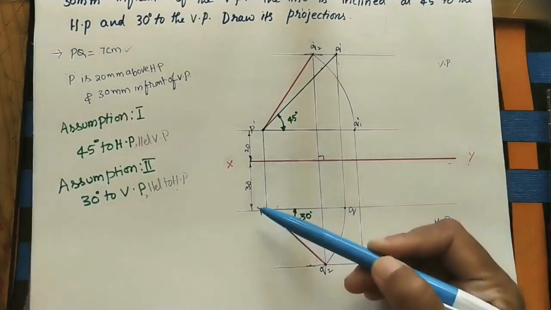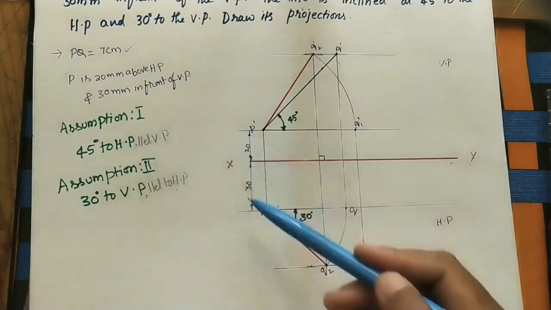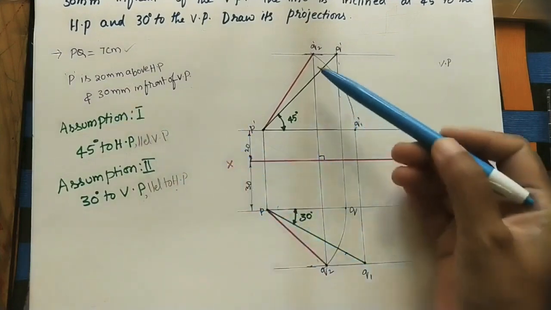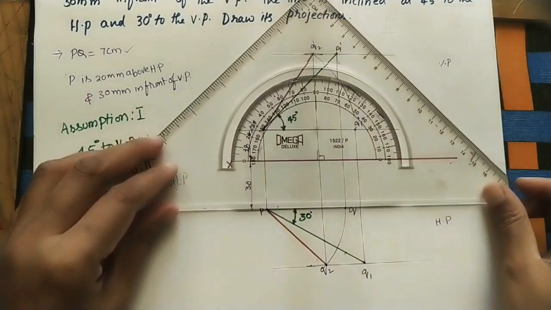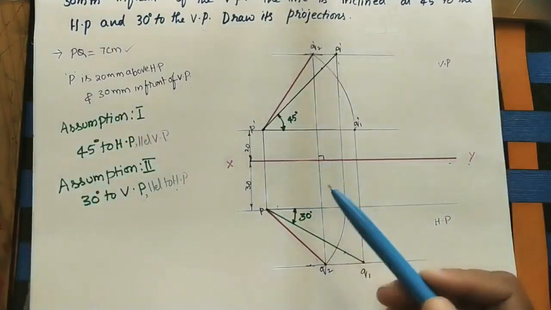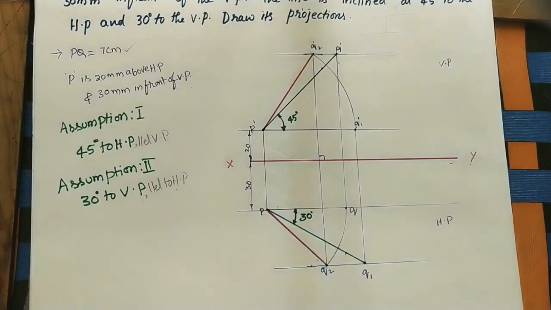Mark the given dimension. P point is 20 mm above HP, 30 mm in front of VP. Mark the angles and also check whether this projector line is making 90 degrees or not by using the protractor. If it is 90 degrees perfectly, whatever this final front view length and final top view length will be coming correctly. Okay, and the procedure we are following is also correct.